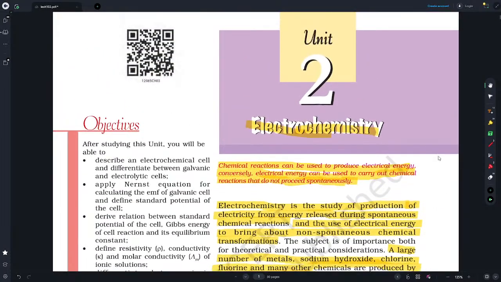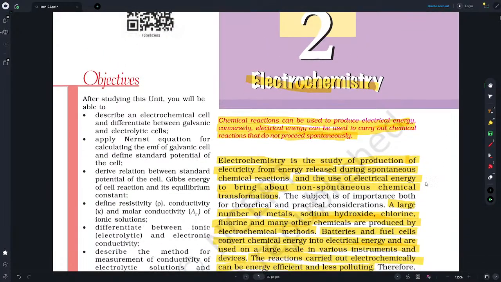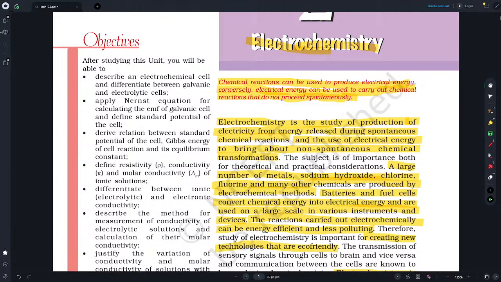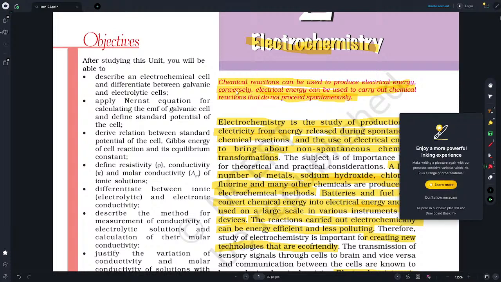Electrochemistry, which is Unit 2 of Chemistry, 12th standard. Electrochemistry is a study of production of electricity from energy released from spontaneous chemical reactions and the use of electrical energy to bring about non-spontaneous chemical transformations. So electrochemistry is of two types. One is the production of energy, production of electricity.